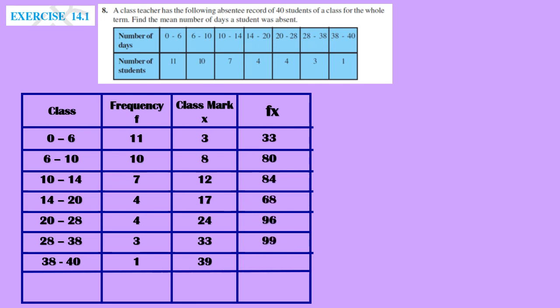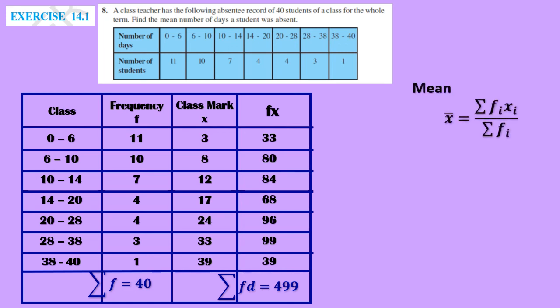Now find fx directly. If you want, you can go with the assumed mean method also, no problem. But here, since the numbers are smaller, I just selected the direct method, that's all. So find the total frequency as well as total fx. So 499 divided by 40, that is all you have to do to get the mean number of days a student was absent. So easy, 499 divided by 4, you will get 124.75. Divided by 10, so the decimal will move one place to the left.